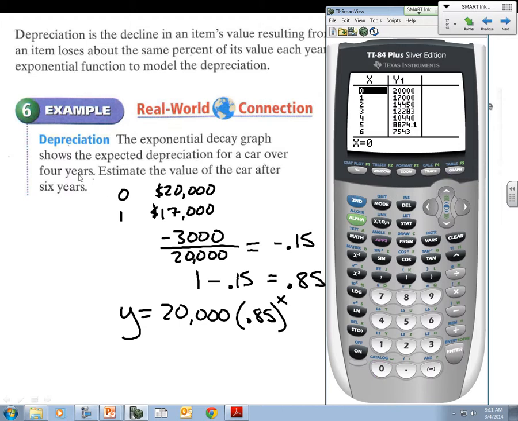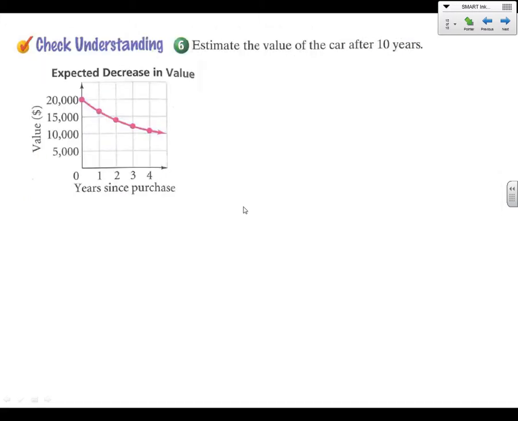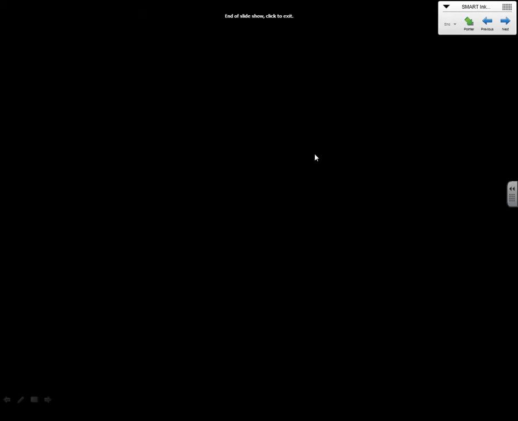It says after 4 years, I'm sorry, 4 years was shown. After 6 years, my car is going to be worth about $7,543. All right, so you're up. See if you can keep going with this. Extend it out. See how much the car is going to be worth after 10 years. And that's it. Any questions, make sure they get answered in class, and good luck with these problems.